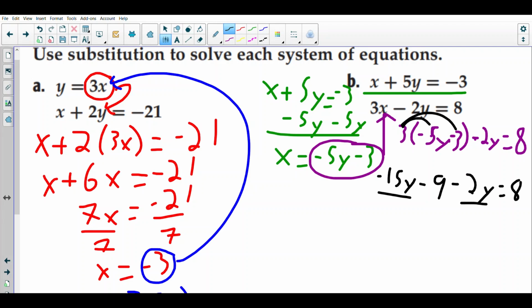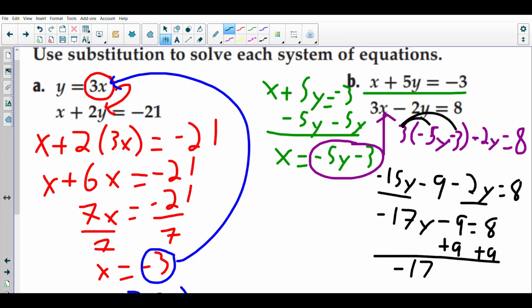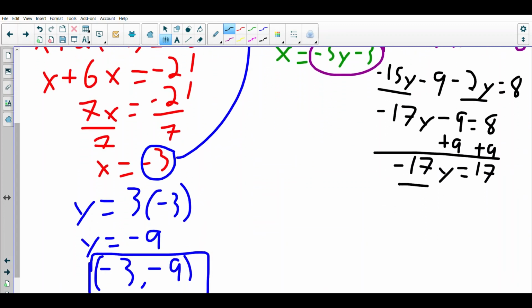Combine like terms, I get -17y is equal to... Forgot my 9. Sorry about that. Negative 17y minus 9 is equal to 8. Add 9 to both sides. I get negative 17y is equal to 17. Oh man, this one's working out nicely. Divide by negative 17. So y is equal to negative 1.